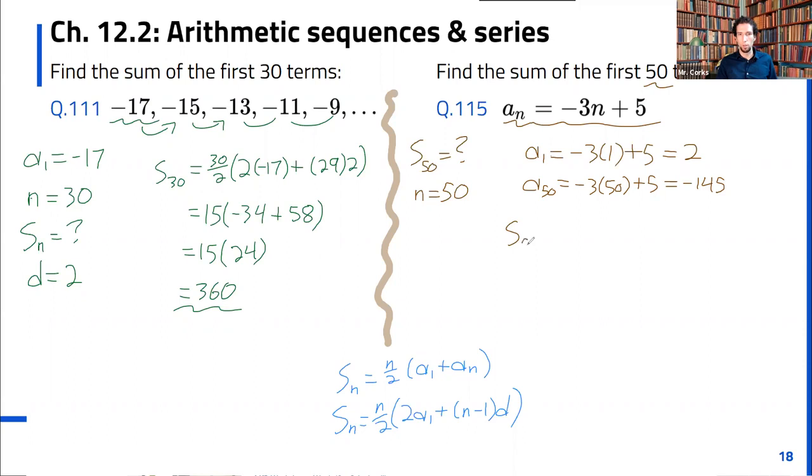And then we're ready for the formula. S50 equals 50 over 2, times a1, which is 2, plus a50, which is -145. And simplify: 25 times -143. And then we figure that out, whatever that ends up being here.